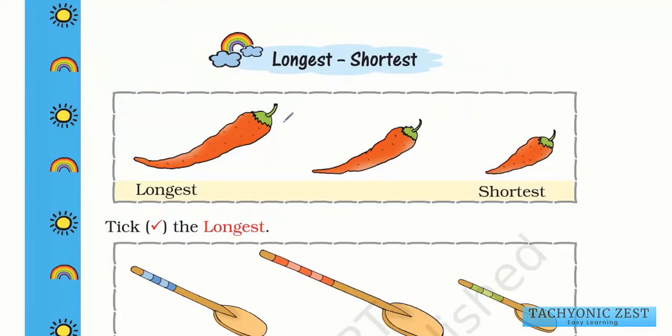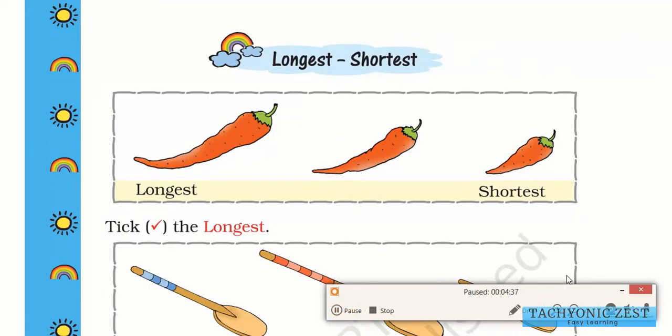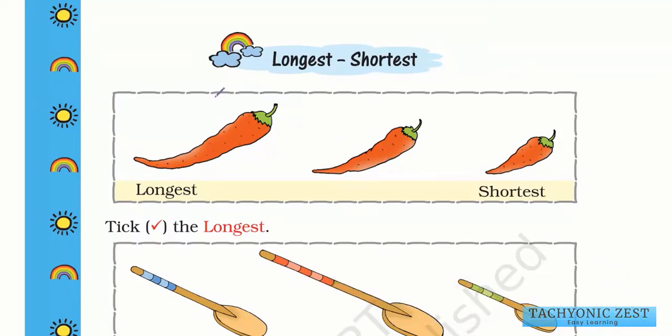So we can see that here there are some chilies which are given, and we have to find the longest and the shortest among them. As we can see, this chili over here is the longest, and this chili over here is the shortest.